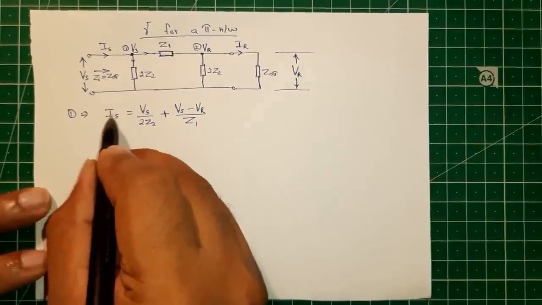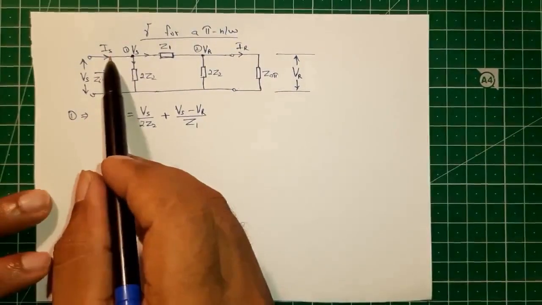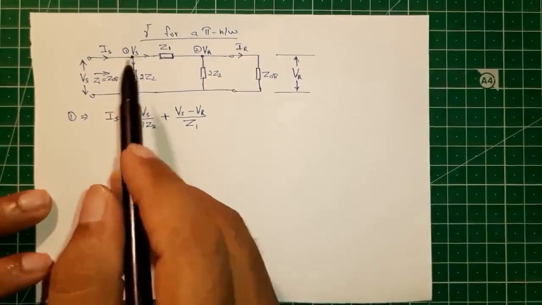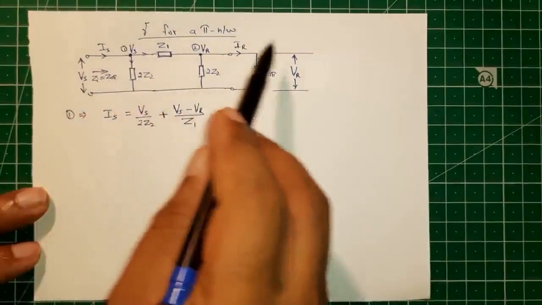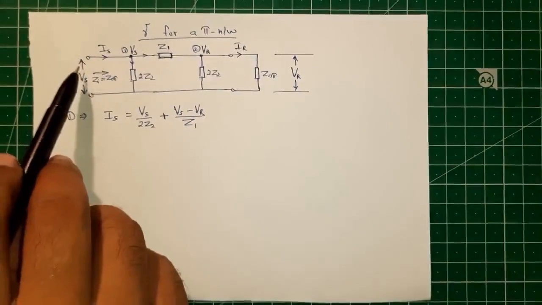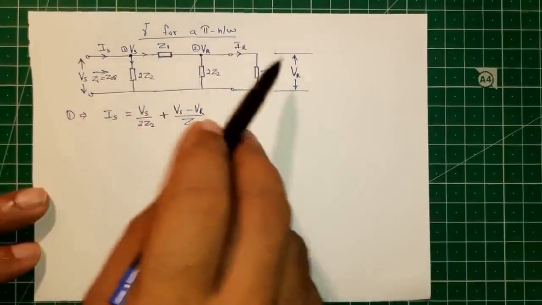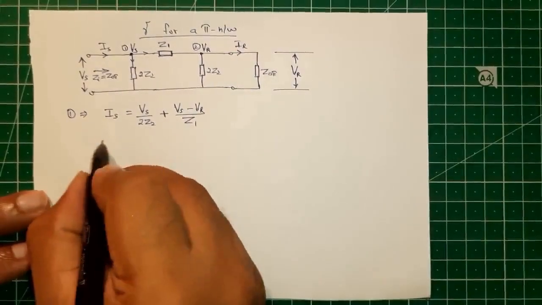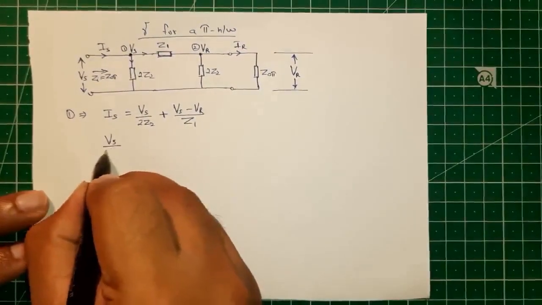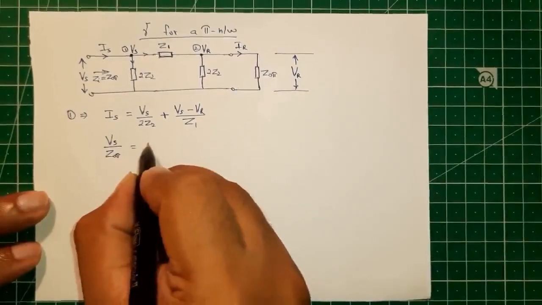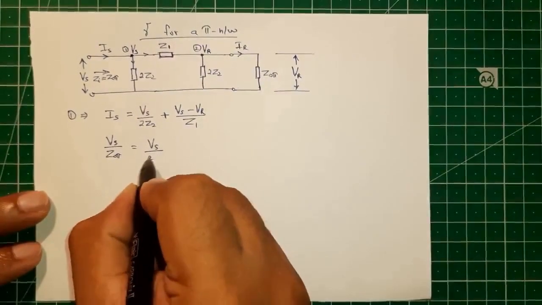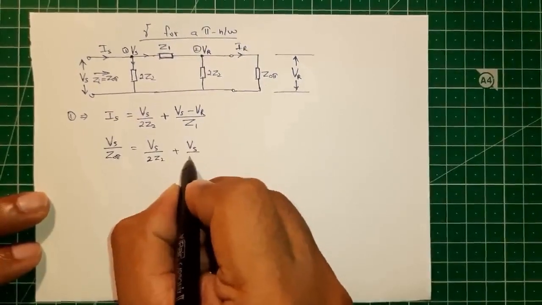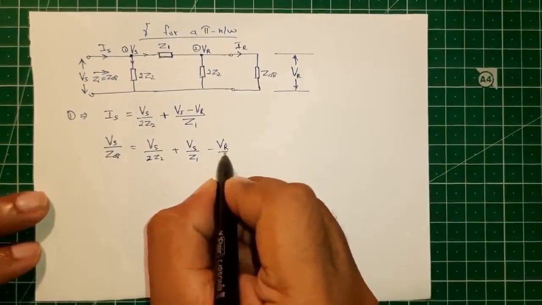So what is this IS? It is the sending end current. So we have Vs as the sending end voltage and Z0 pi as the impedance of this particular network. So we are applying a voltage Vs across this impedance Z0 pi. So this current will be equal to Vs by Z0 pi. So on the left hand side we can write Vs by Z0 pi is equal to Vs by 2Z2 plus Vs by Z1 minus Vr by Z1.